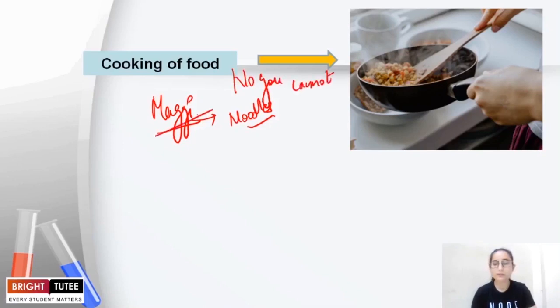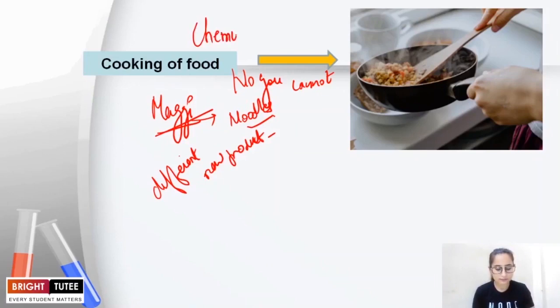After you have cooked the Maggi, you have obtained a different new product, right? Which are the cooked noodles, right? You cannot obtain the uncooked noodles from the cooked Maggi, right? It goes same for all kinds of food. You have dough and you prepare a chapati from it, roti as you can say in Hindi. When you take the dough and you prepare the roti, can you obtain the dough back again? No, you cannot, because it is a chemical change.